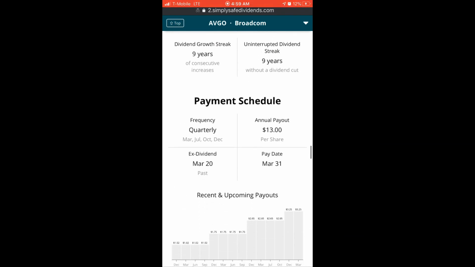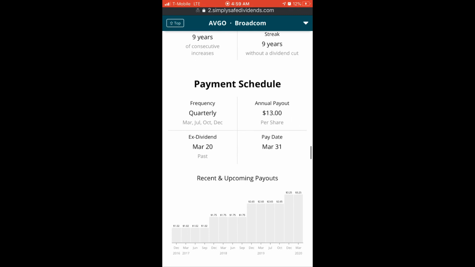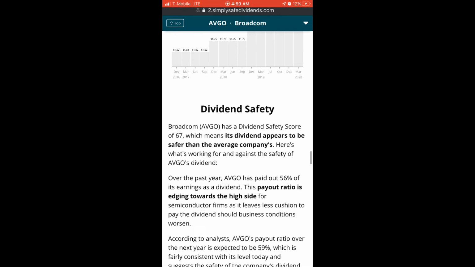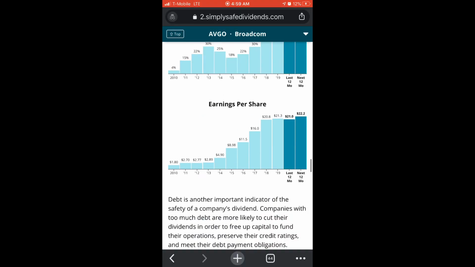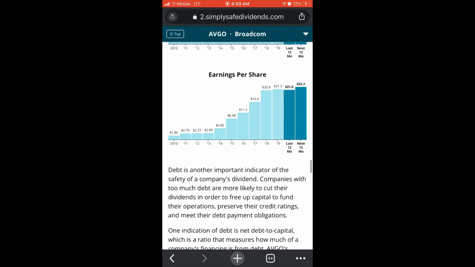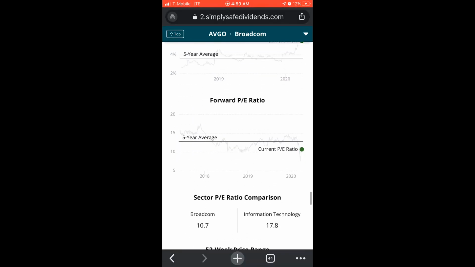I love this website. It's a dividend growth streak, 9 years. 9 years without a dividend cut. They started paying dividends 9 years ago. This is the earnings payout ratio. You want below 60. So this is really good. Earnings per share, you see, it keeps growing, at a very fast rate. It tells a lot of information.